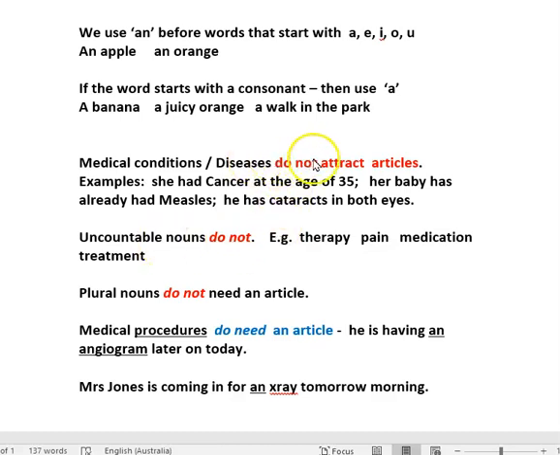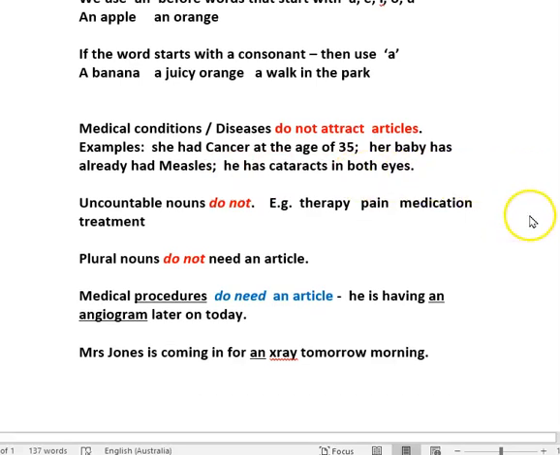All right, so what does not attract articles is medical conditions, diseases, uncountable nouns, and, of course, plural nouns. We only use articles when the noun is singular. But medical procedures do need an article. Right, he is having an angiogram later on today. Mrs. Jones is coming in for an x-ray tomorrow. You might say the x-ray.